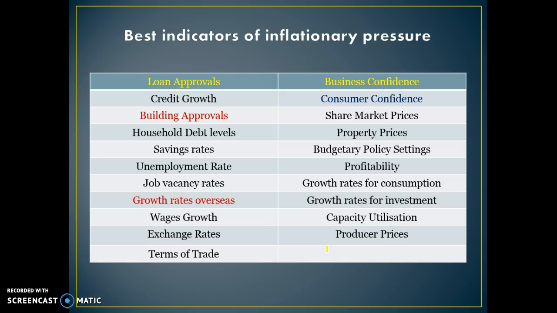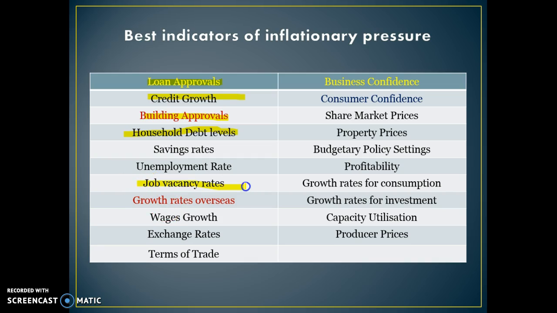So some of the best indicators of inflationary pressure are all of these things. So the RBA will look at all of these things before determining whether to tighten or loosen interest rates. So for example, some examples of things that would lead to a tightening of monetary policy: if there were more loan approvals, if credit growth was increasing, so consumers were going into more debt, they would use a tightening to slow down the level of spending in the economy. If there were more building approvals, that's probably a sign that there's a strong level of economic growth.